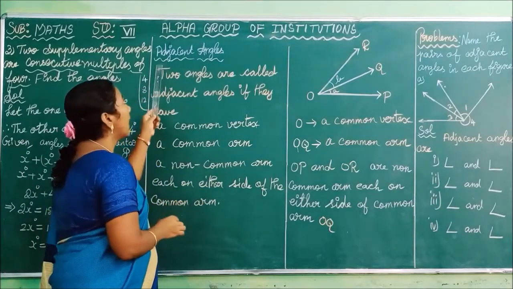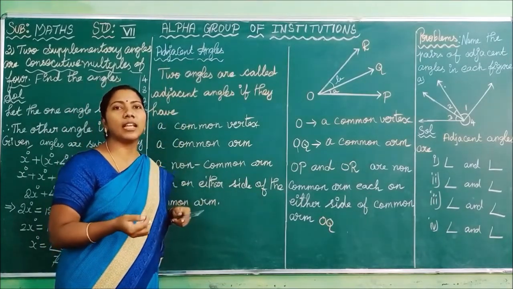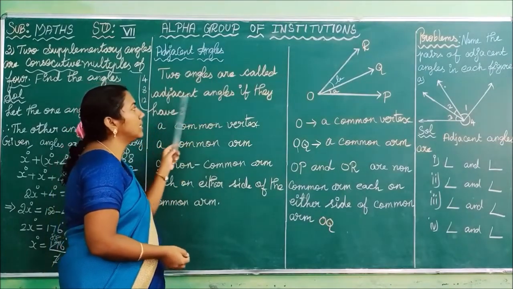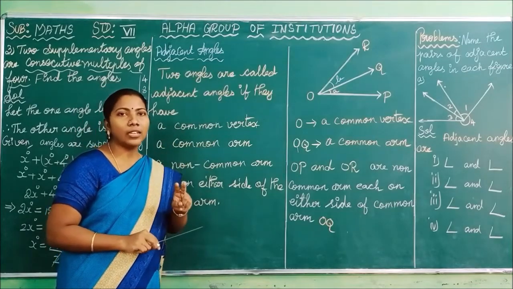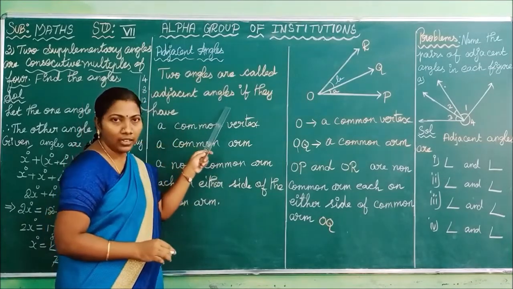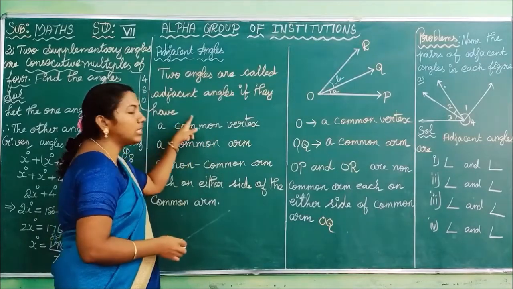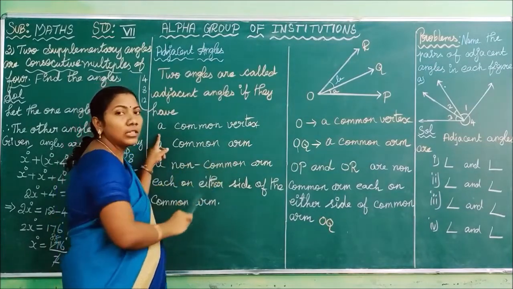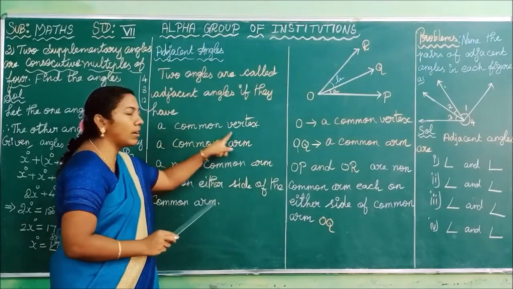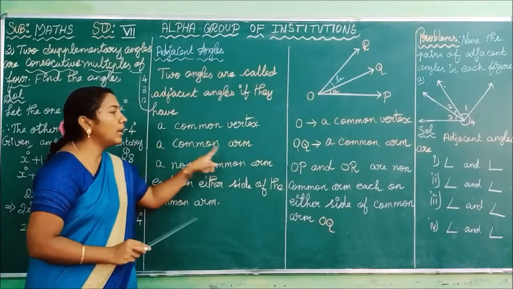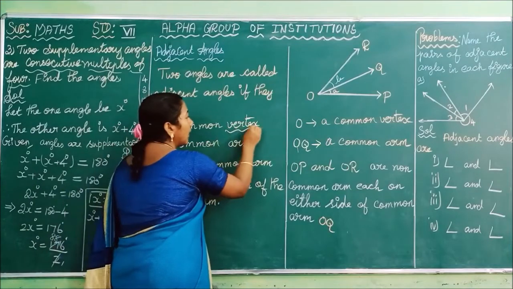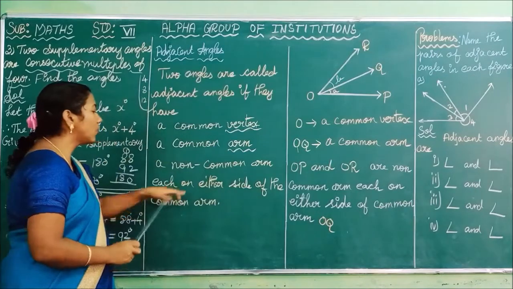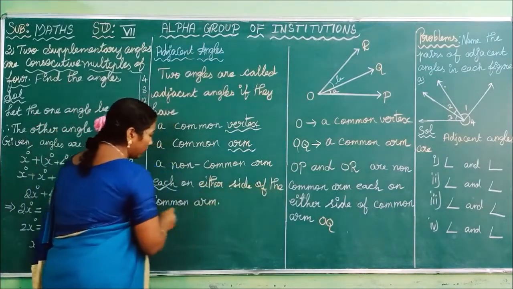What is it? Adjacent angles. What is meant by adjacent angles? Let us read the definition. Two angles are called adjacent angles if they satisfy these conditions. What are the conditions? First, a common vertex. The two angles must have a common vertex, a common arm, and a non-common arm each on either side of the common arm.